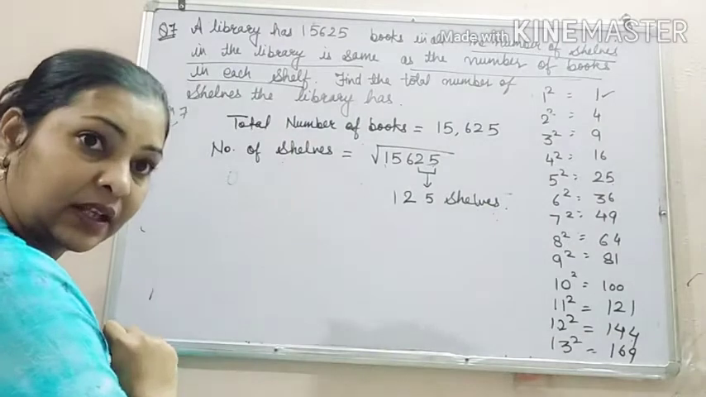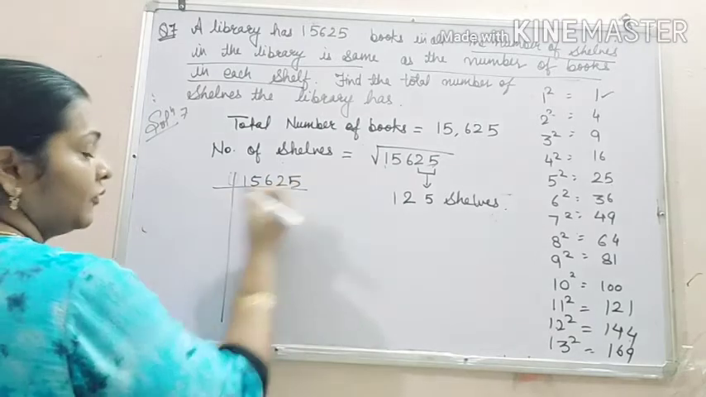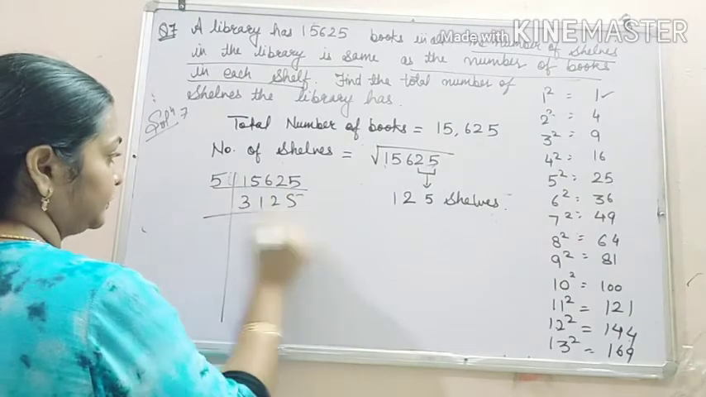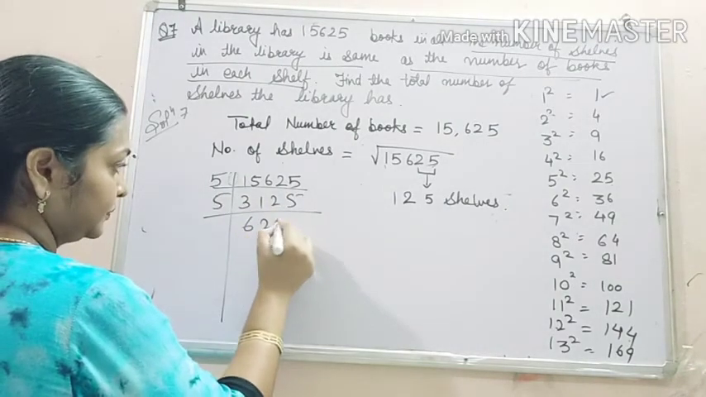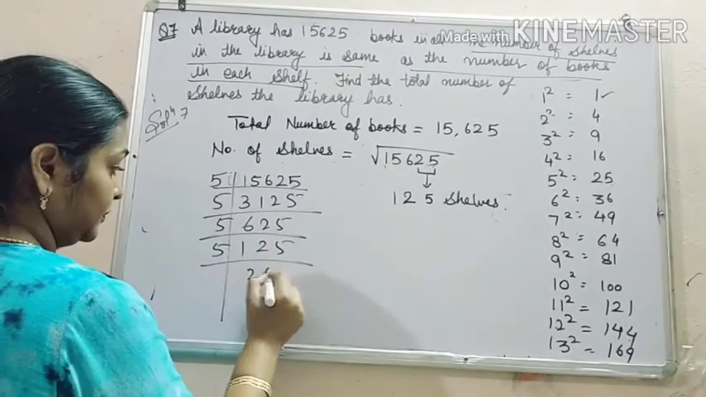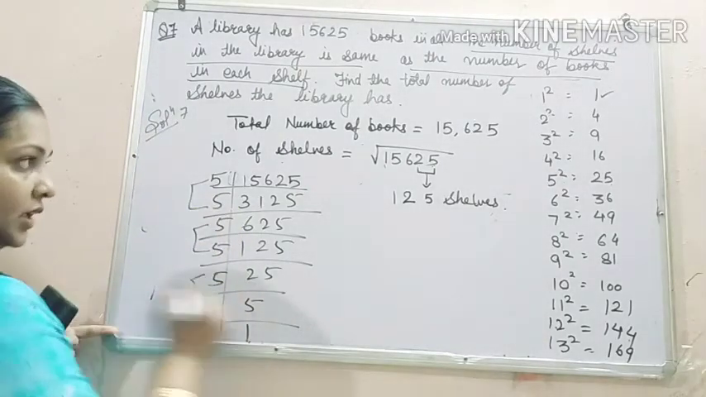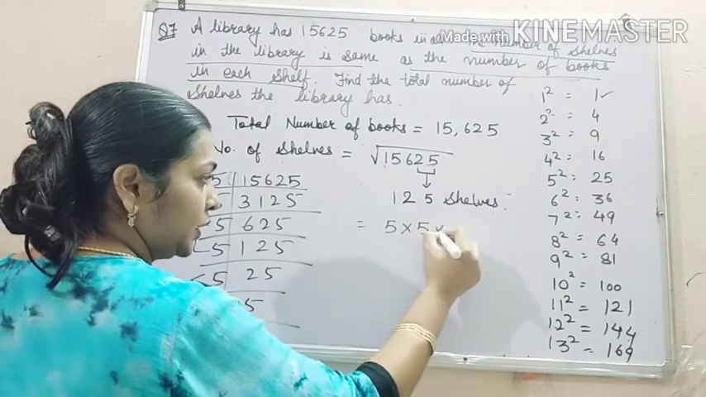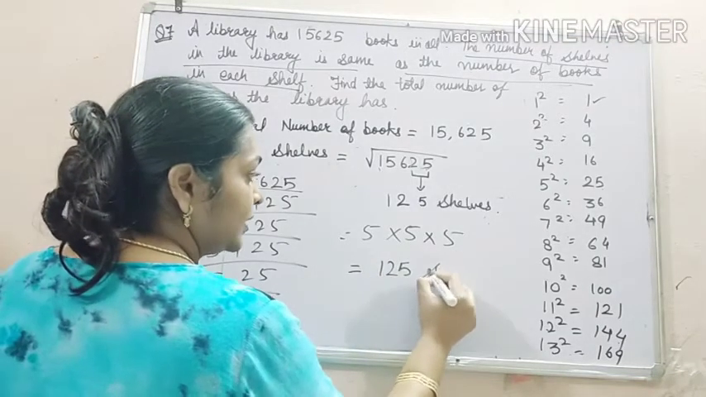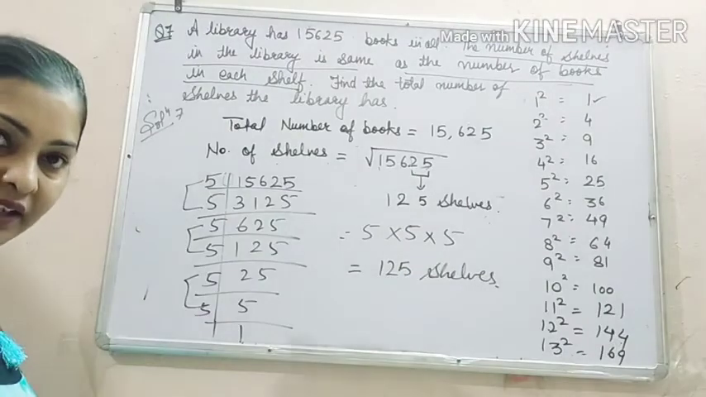One method is this. Another method is prime factorization. Do prime factorization of 15625. Do it. Again divide it by 5, again by 5. So how many pair we get? 1, 2, 3. So it will be 5 into 5 into 5. That means 5 5s are 25, 25 5s are 125 cells. So from both the methods we get the same answer. Is it clear to you?